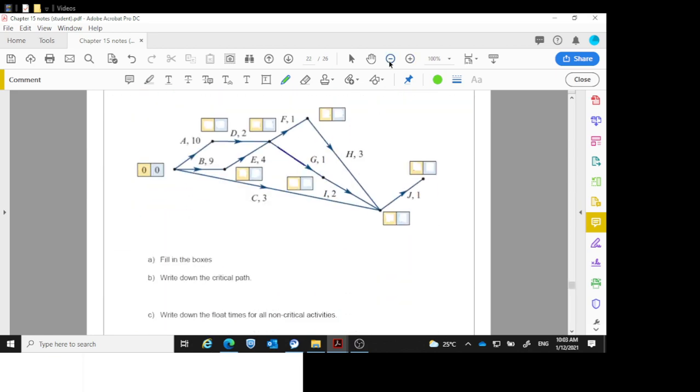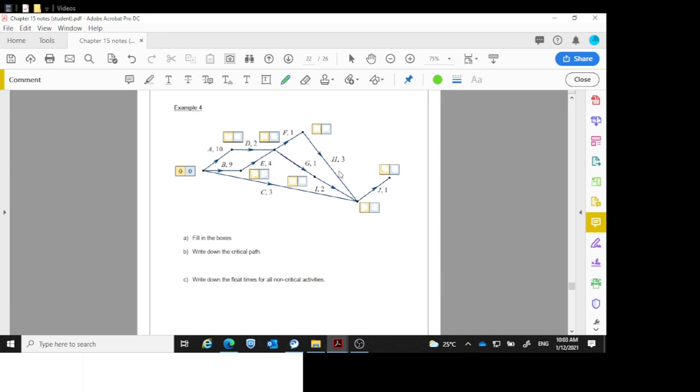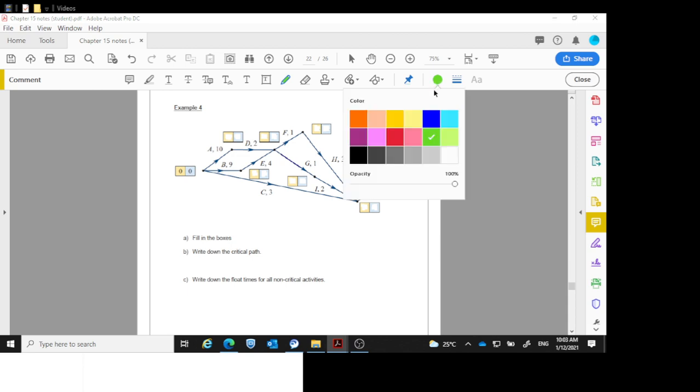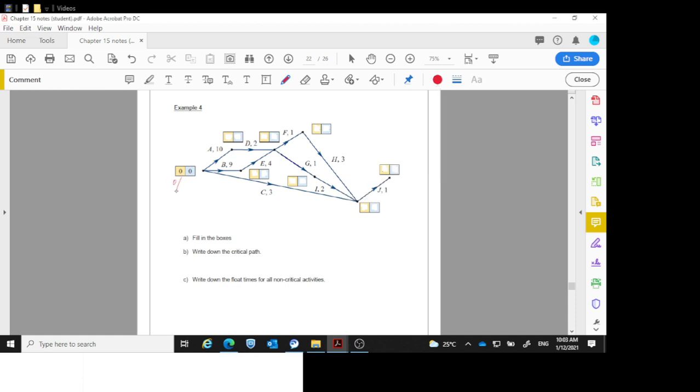Okay, example 4. Fill in the boxes, write down the critical path, and write down the float times of the activities. Right, I'll just do this in red. Okay, so we've got zeros. I like to put them on all. So this is for the A, 0, this is for the B, and this is for the C. 0 starting time there. Okay, so in here is going to be 9. In here will be 10.